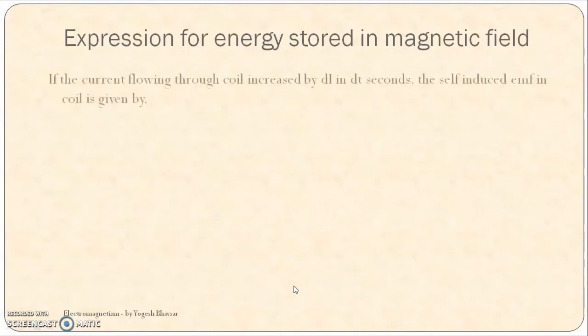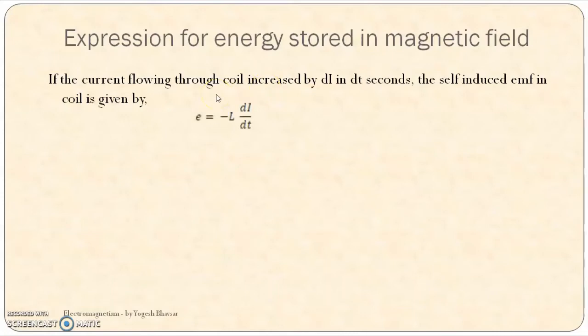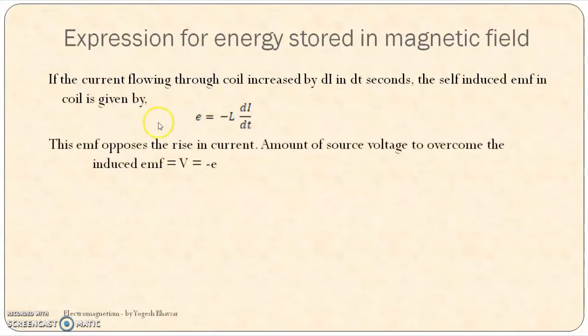Let us see the expression for energy stored in magnetic field so that we will understand how to calculate this energy. If the current flowing through the coil is increased by di in dt seconds, the self-induced EMF in the coil is given by E is equal to minus L di by dt. This EMF opposes the rise in current. Look at that, this is the self-induced EMF which is exactly opposite to the source voltage. So this EMF will oppose the rise in current. This is due to Lenz's law.